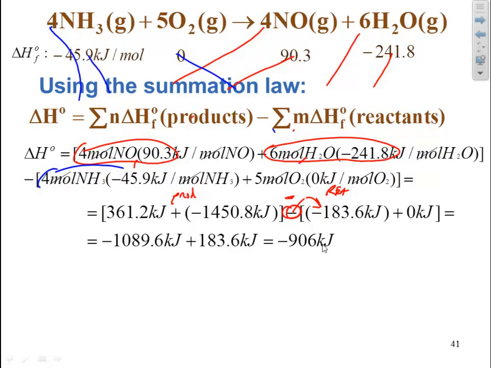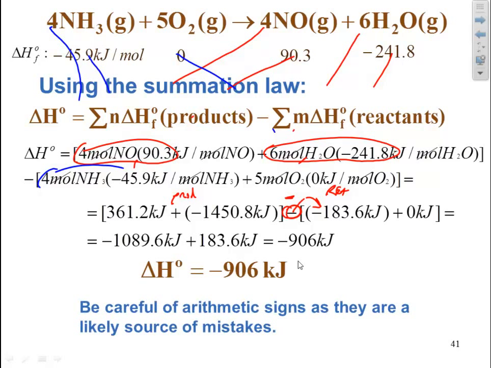The negative sign is an indication that this is an exothermic reaction. I got 906 kilojoules of energy that's being released. So the final answer, delta H reaction, is a negative 906 kilojoules, or in other words, 906 kilojoules of energy being released. Now, the whole problem with this is not the plugging and chugging, it's more the arithmetic and signs. Make sure you're careful in following your signs and plugging the numbers in the right location as you do your calculation. Homework 56.